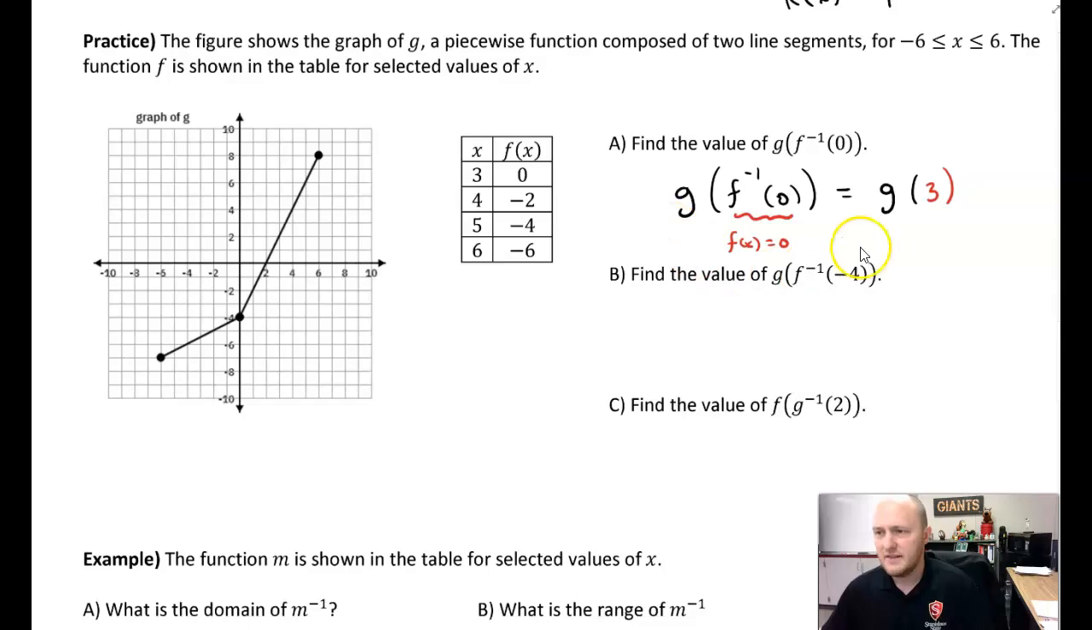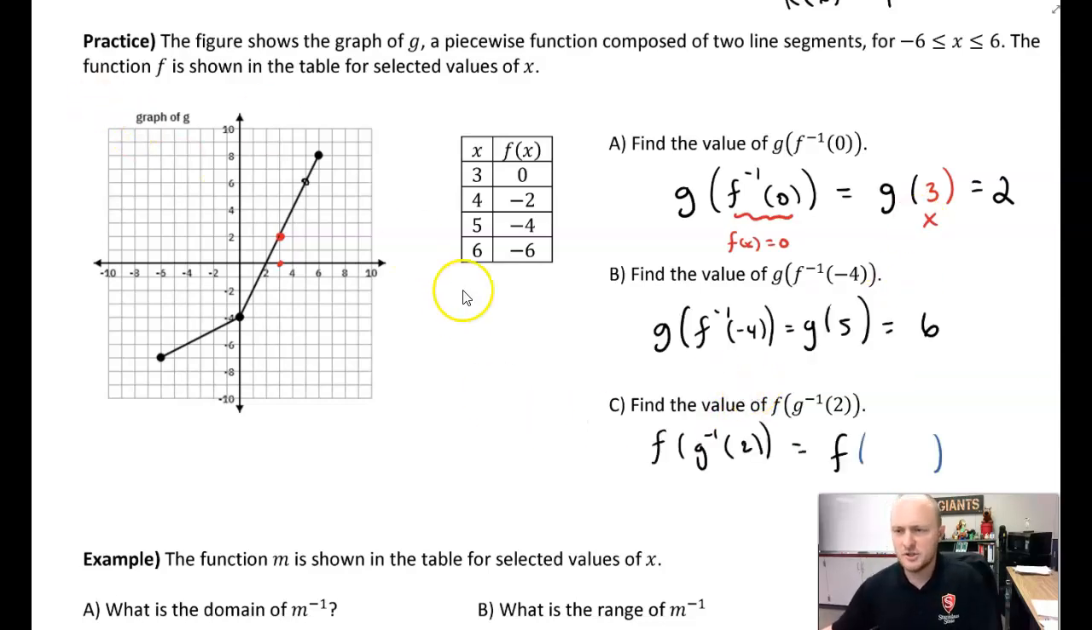All right, and then I'm going to evaluate. Now I go to my graph, G, and I find the input. This is an input. X is 3. It's right here. So what's the G value there? And that is 2. Answer, 2. There you go. Okay, go ahead. Please try these ones, and I'll show you the examples in a moment.